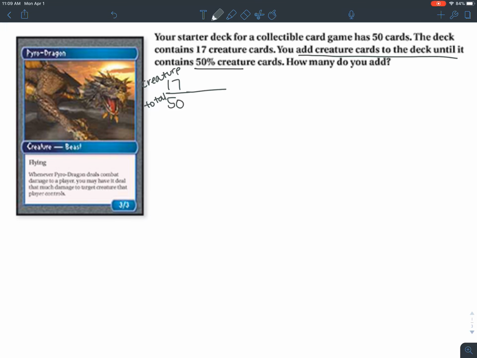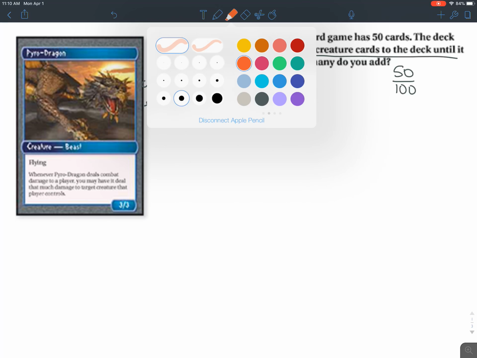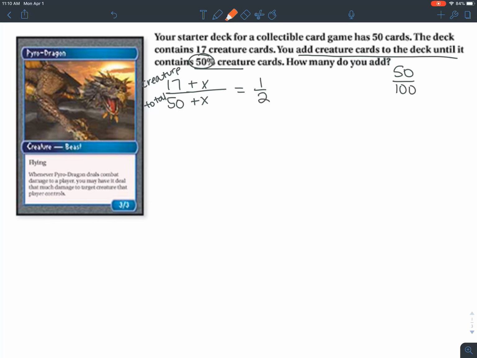So I'm going to go ahead and say plus x, because this value right here has to be the same amount. And now we want that to be 50%. Well, 50% is 50 over 100, and that reduces to 1/2. And so the reason we did that is so that it's a simplified fraction, so I don't have to simplify later. So 17 plus x times 2 will equal 50 plus x times 1.